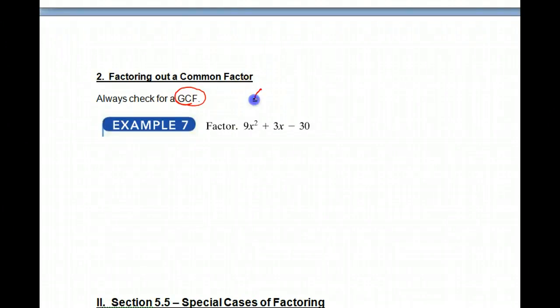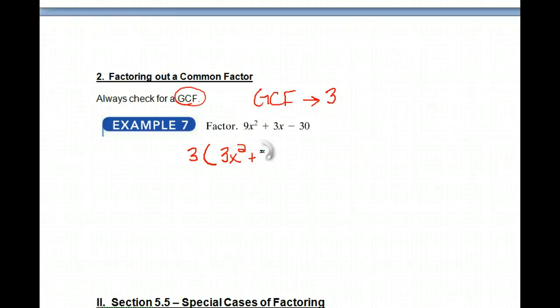So for example 7, we're going to jump right there. As we look at all 3 of those terms, all 3 of them are divisible by a 3. So we're going to go ahead and factor out that GCF of 3 before we do anything. 9 divided by 3 will leave us with 3x squared. 3x divided by 3 is going to leave us with just x. And negative 30 divided by 3 is going to leave us with 10.